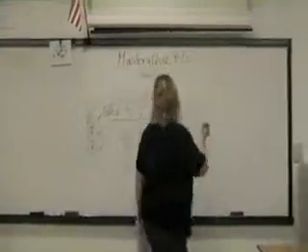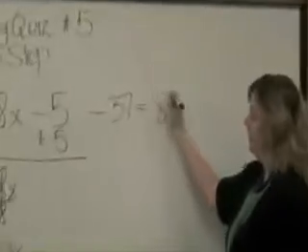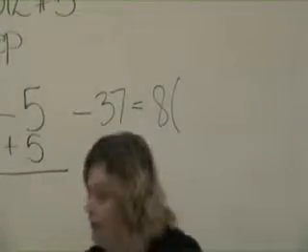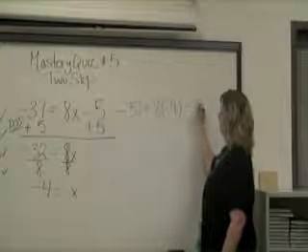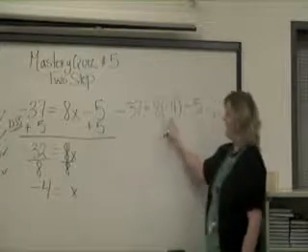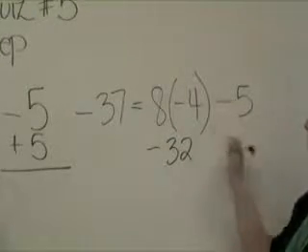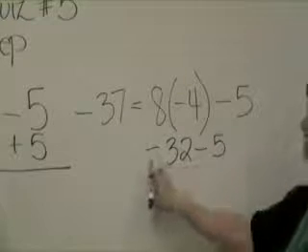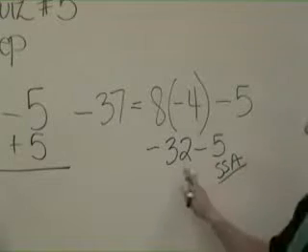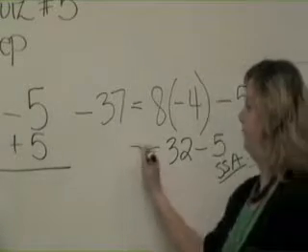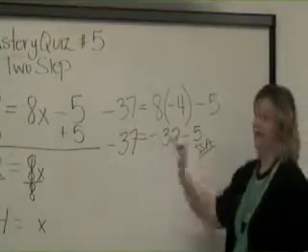So let's do that. Negative 37 equals 8 times negative 4 minus 5. All right. What is 8 times negative 4? That's negative 32. Minus 5 more. Signs are the same. Same sign, add. 32 plus 5 is 37. And it is negative, because I add and keep the sign of the equation.